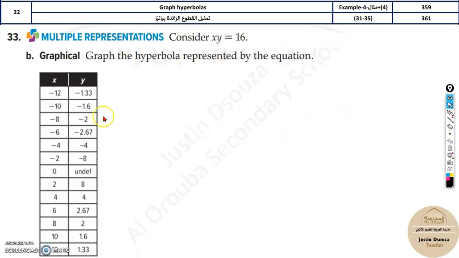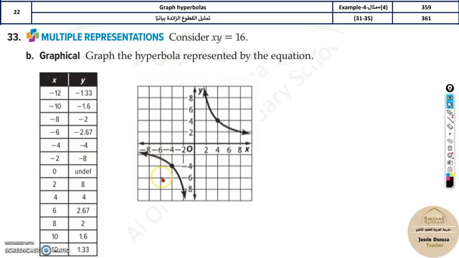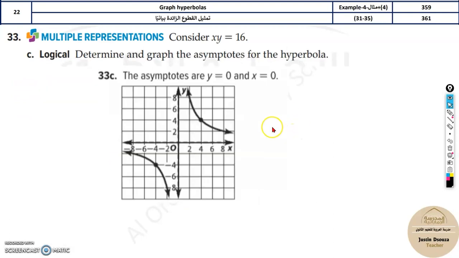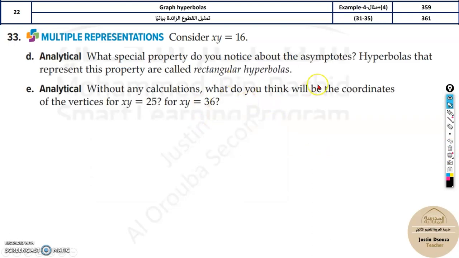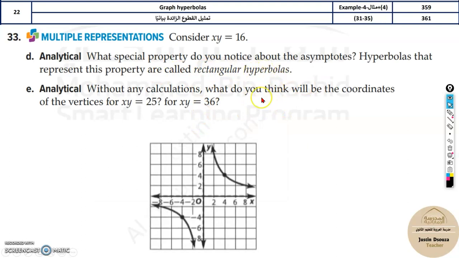Then graph the equation. You have the table, so you need to graph the points. When you graph all these points, minus 12, minus 10, 8, all these points, you will get this graph. And the asymptotes are the lines the graph will come close to but never touch. You can see the asymptotes are at x equal to 0 and y equal to 0. This is special because it is called a rectangular hyperbola. See these asymptotes, they are perpendicular, isn't it? The asymptotes are perpendicular, so this property is called a rectangular hyperbola.